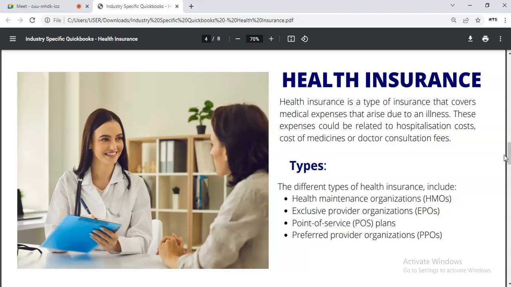Just a brief. Health insurance is a type of insurance that covers medical expenses that arise due to an illness. This expense could be related to hospitalization costs, cost of medicine, or doctor consultation fees. Because of future sickness, you insure your health by paying some amount of premium on a monthly basis to who we refer to as the health maintenance organization. These are the people you are going to pay to. By the time you fall sick, you can claim. It's like they indemnify you anytime you fall sick, just like conventional insurance where you insure your motor vehicle against theft, and by the time it gets stolen, they reimburse and indemnify you.